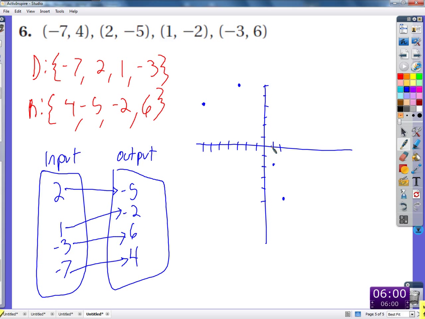What's left? A table. We can do a table. A table would pretty much look like this mapping diagram. Since they are right next to each other, we can just squish them together and make sure that 2 is right next to negative 5, and likewise for the rest of them.